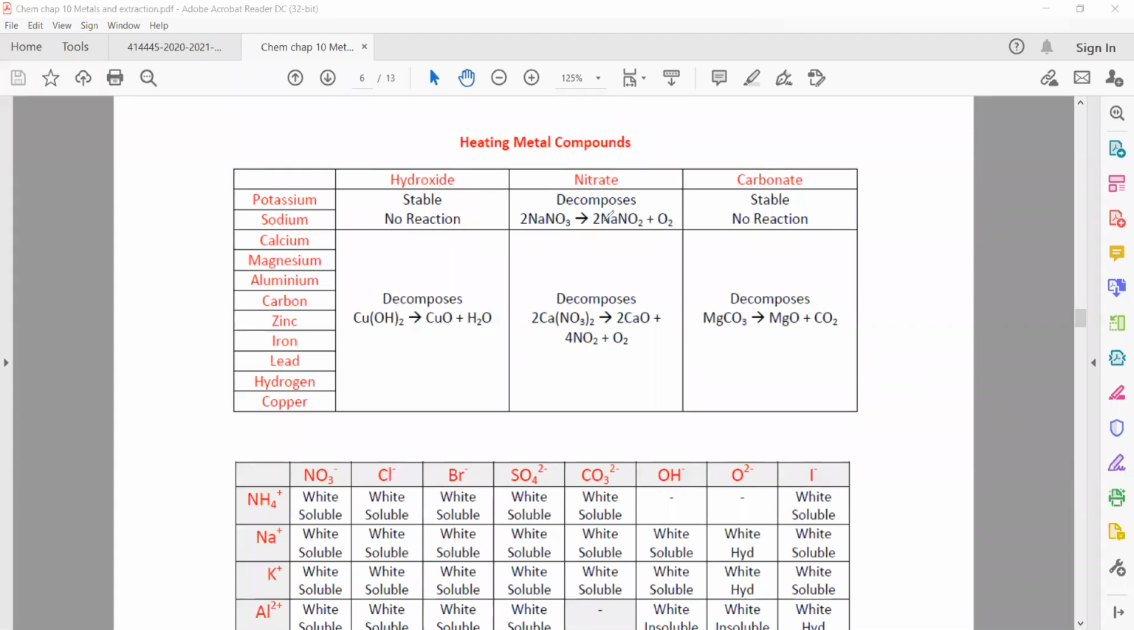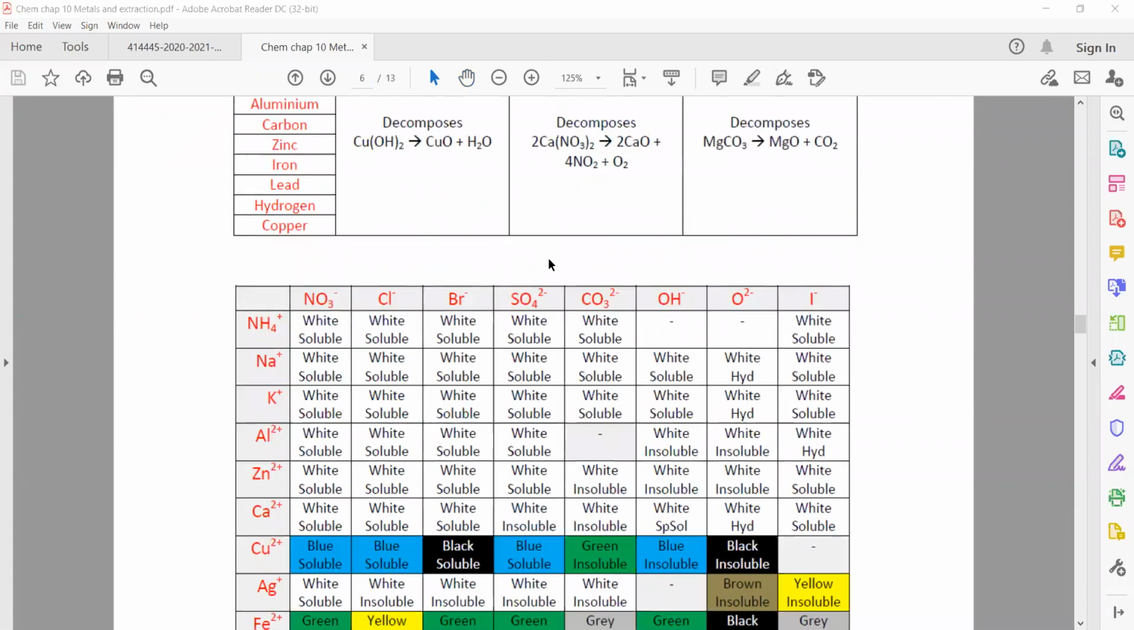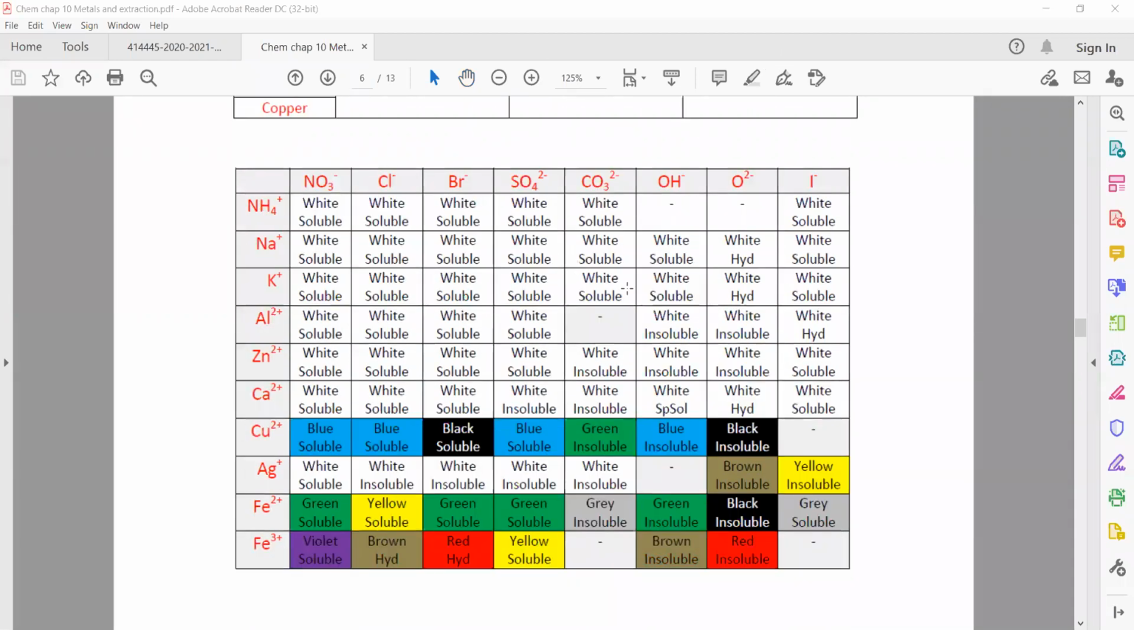Sodium and potassium nitrates decompose to metal nitrite plus oxygen, and carbonates are stable to heat. This is a table to know the color of the compounds. Like how will I know the color of copper nitrate? Copper from here, nitrate. So copper nitrate is blue. Copper chloride.